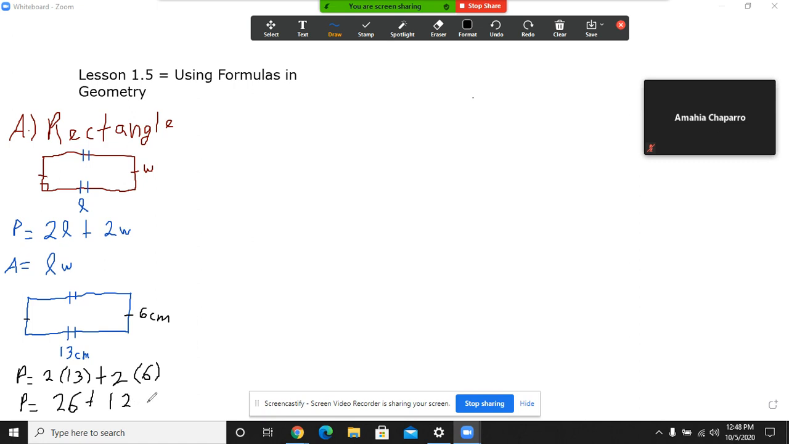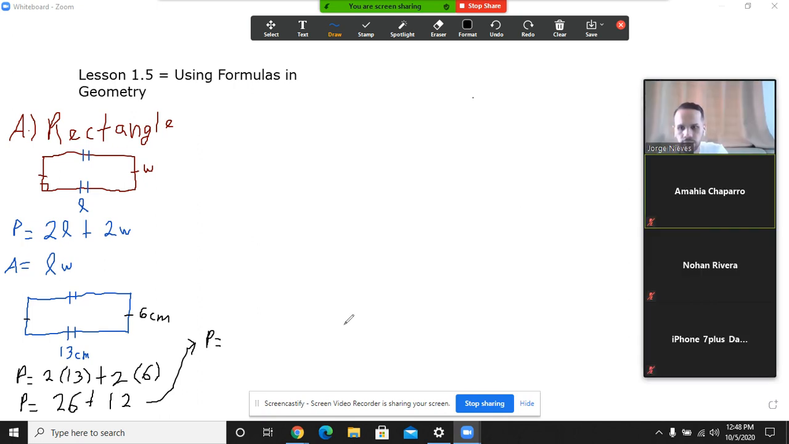So the final answer is, who can tell me, what is the perimeter of this rectangle? Exactly, thank you. The answer is 38 centimeters. Any questions about how to find the perimeter? Okay, this is how we're supposed to do it.